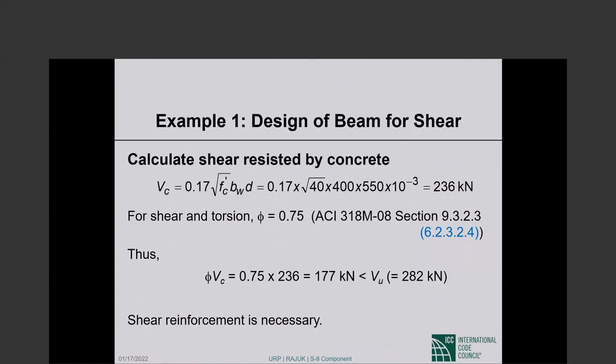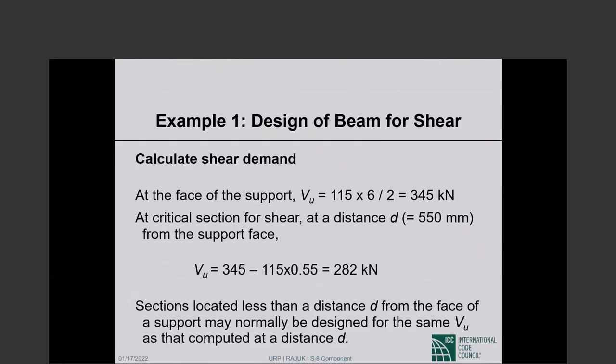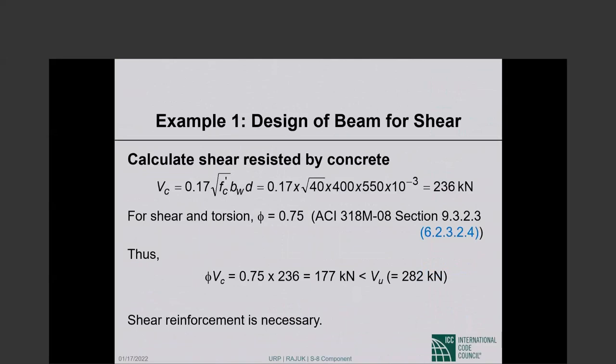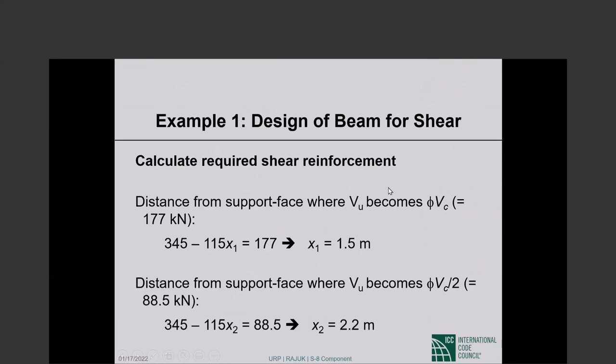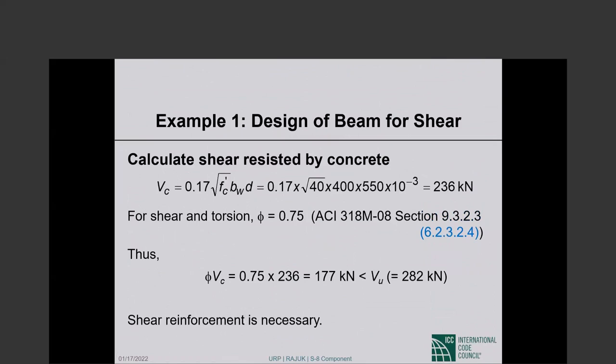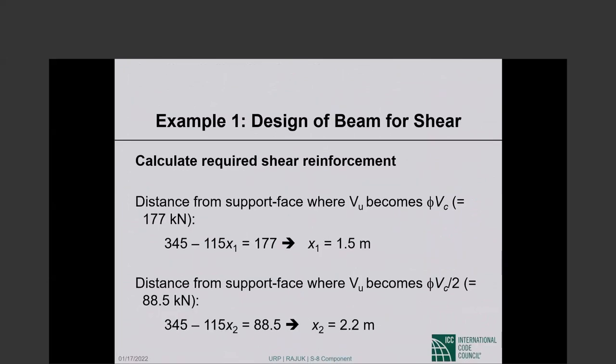Okay. So we have a design shear of 282 kilonewtons. How much can concrete carry? 0.17 square root of f sub c prime b sub w d. So 0.17 square root of 40, b sub w is 400, d is 550. That is 236 kilonewton. 282 is what we want to carry, 236, well, this is the nominal. For phi of 0.75, the 236 gets down to 177 kilonewton. So we have 282 kilonewtons of shear to carry. Concrete can carry 177. The rest has to be done by reinforcement.